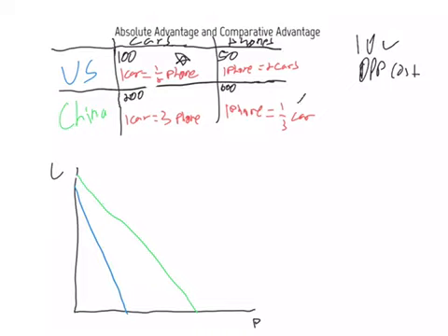So let's start right here. So the comparative advantage for cars is the U.S. For phones, it's China. The absolute advantage is whoever makes the most of both products. So in this case, China makes 200 cars and 600 phones compared to the US's 100 cars and 50 phones. So China has the absolute advantage.